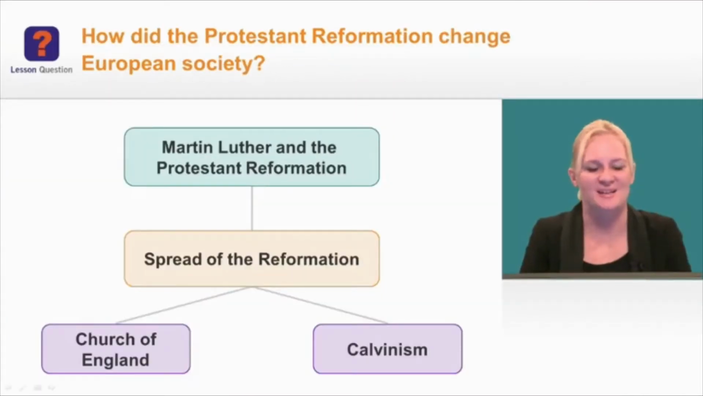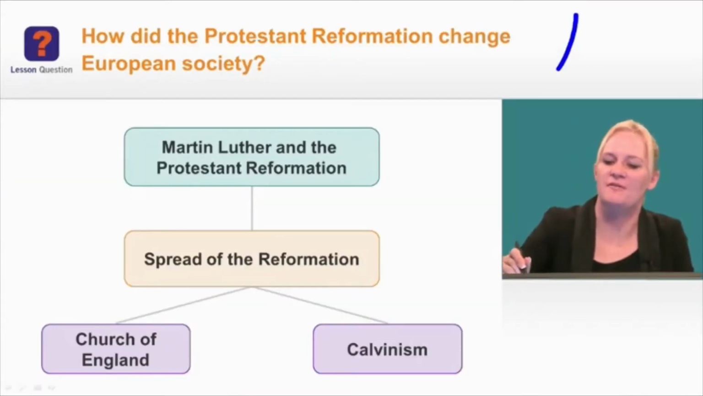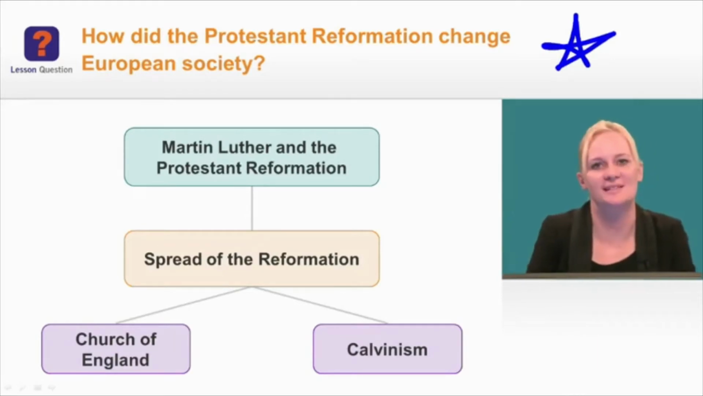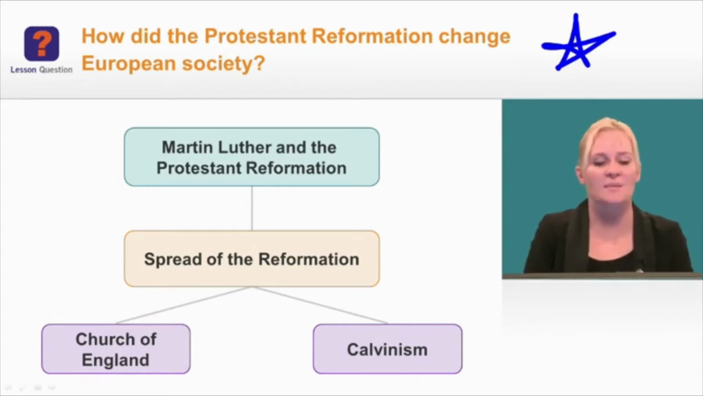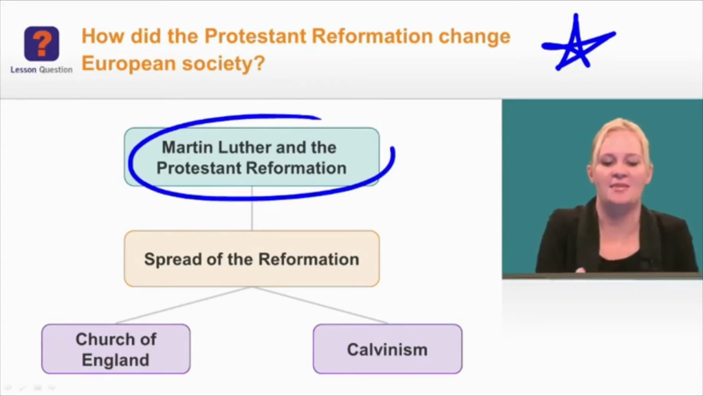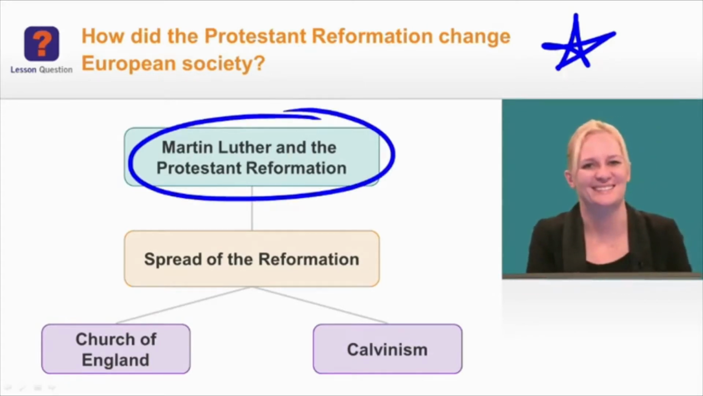Let's go back to our lesson question. How did the Protestant Reformation change European society? Well, we took a look at what was going on during the Renaissance before the Protestant Reformation. And now we're actually going to start answering our lesson question. We're going to start by looking at Martin Luther and the Protestant Reformation.